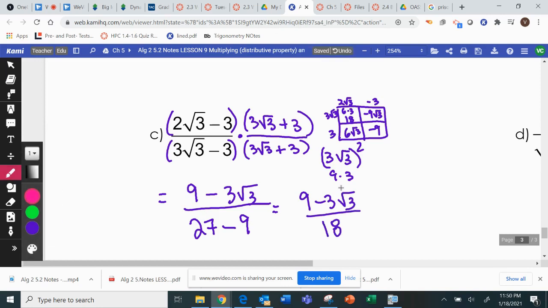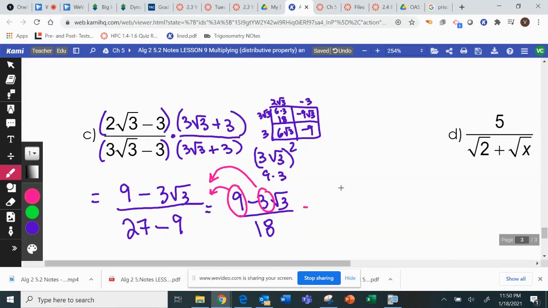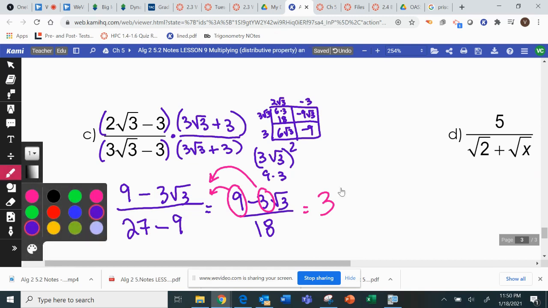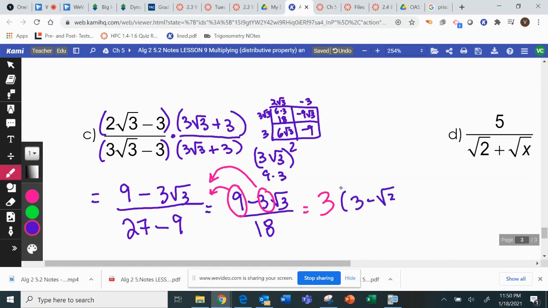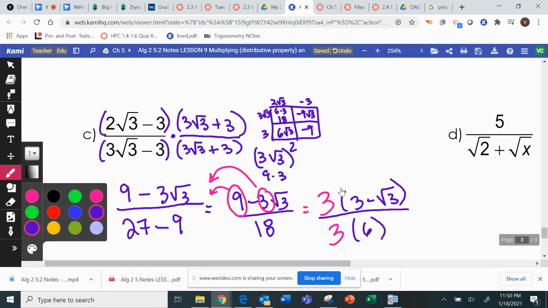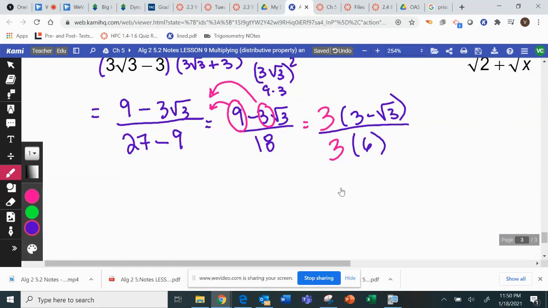Now, square root of 3 is simplified all the way. I have a positive, but I also have a number that can factor out of the numerator and can cancel with a number factored out of the denominator. So the number I'm going to factor out is 3. When I take out that 3, I have left over 3 minus square root 3. In my denominator, I'm also going to take out a 3. And I'm left with 6. If you factor out the same number, you can cancel it. It has to be factored first. So now I have 3 minus square root 3 over 6.